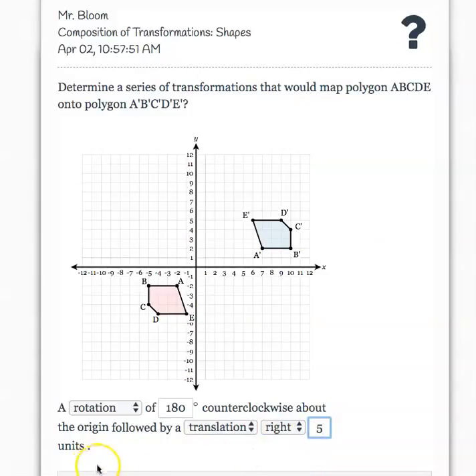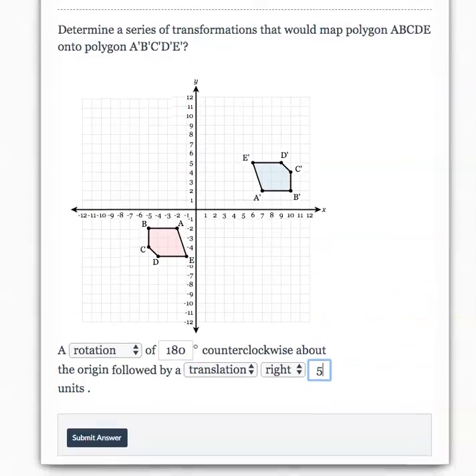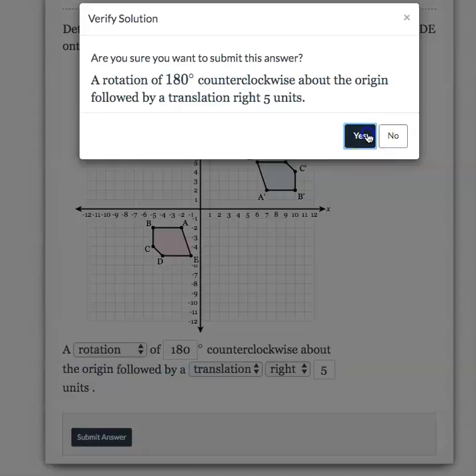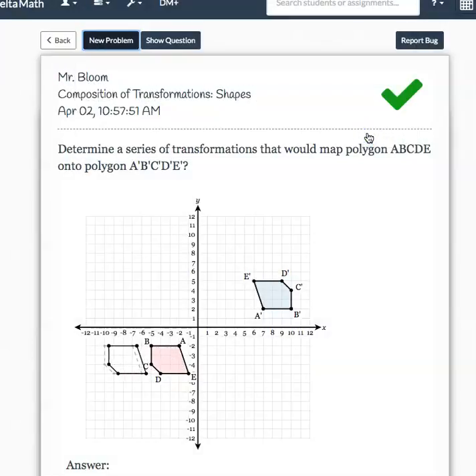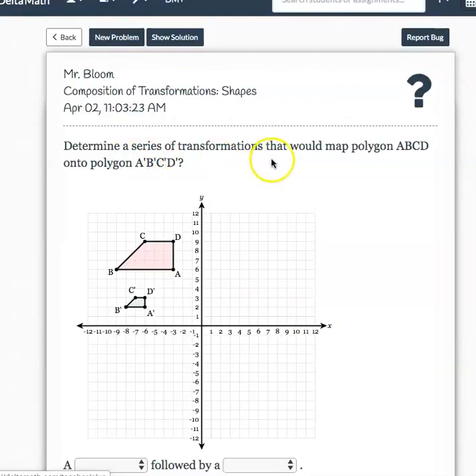5 units. Okay, now I've got to get my submit button and hit yes. And we'll watch what happens. Well, they went left 5 units and then rotated, but right, that rotating and then going right 5 units will do the same thing. Okay? Now, new problem. Determine a series of transformations that would map polygon ABCD onto polygon A prime, B prime, C prime. This is a dilation first, so it's going to be a 3 to a 1, so it's a third the size. Okay, that's my first thing.